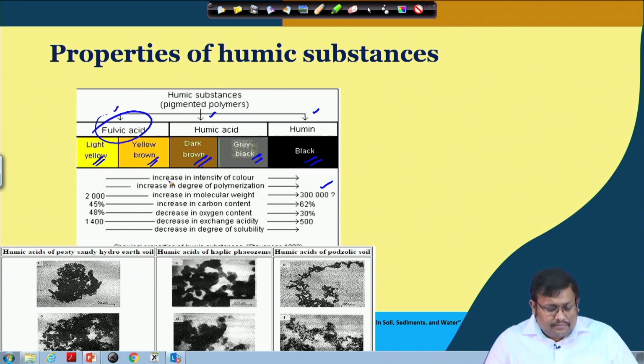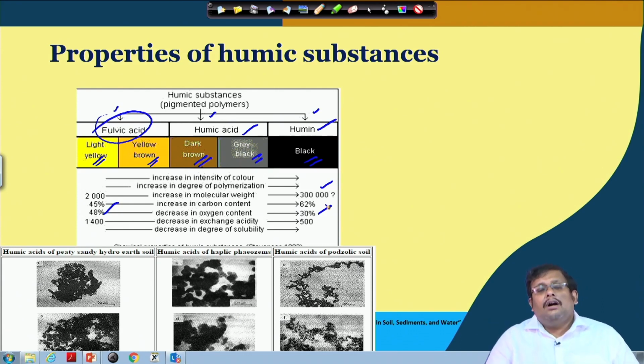know that fulvic acid contains more oxygen than that of humic acid. So, as we go from fulvic acid to humic acid to humin, we are seeing that there is a decrease in oxygen content from 48% to 30%.